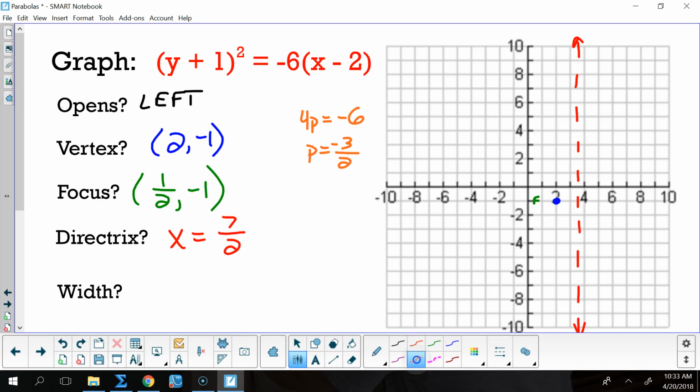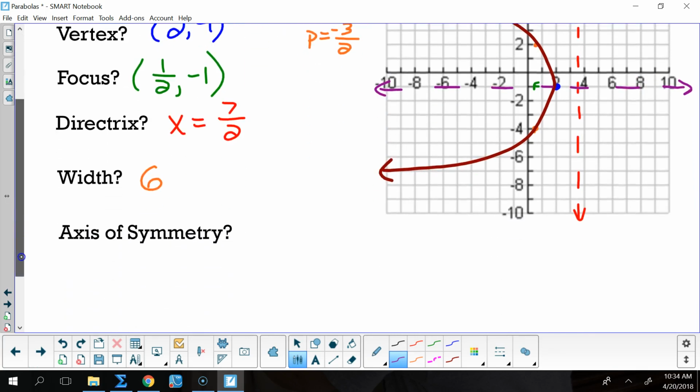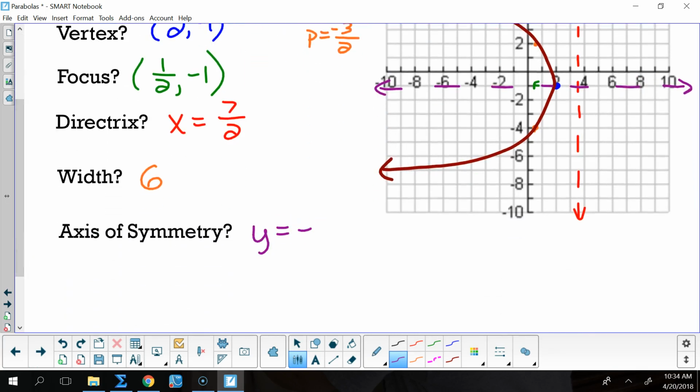The width of my parabola is 6 through the focus, so I'm going to go up 3 and down 3, which allows me then to draw it in. And lastly, I have my axis of symmetry, which is a horizontal line, y equals negative 1.